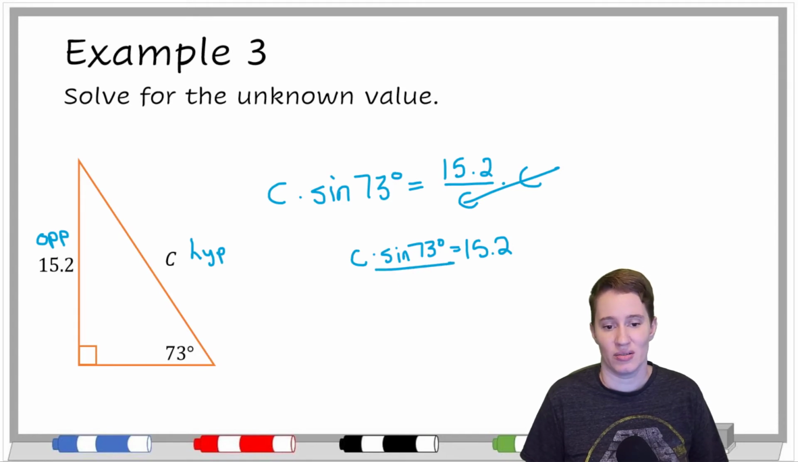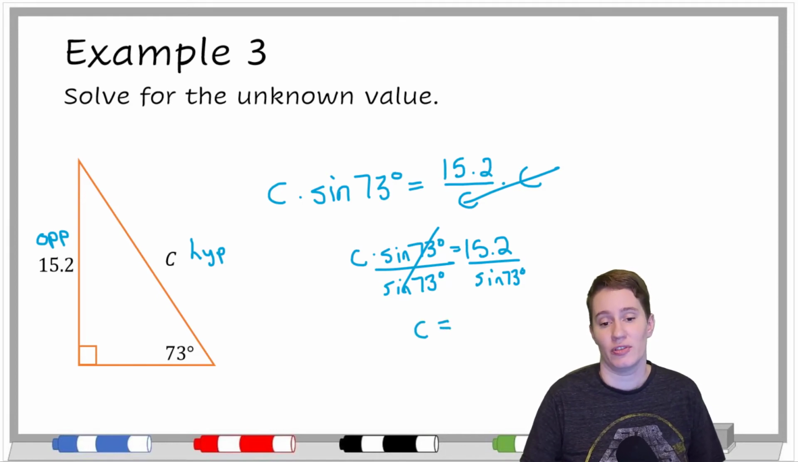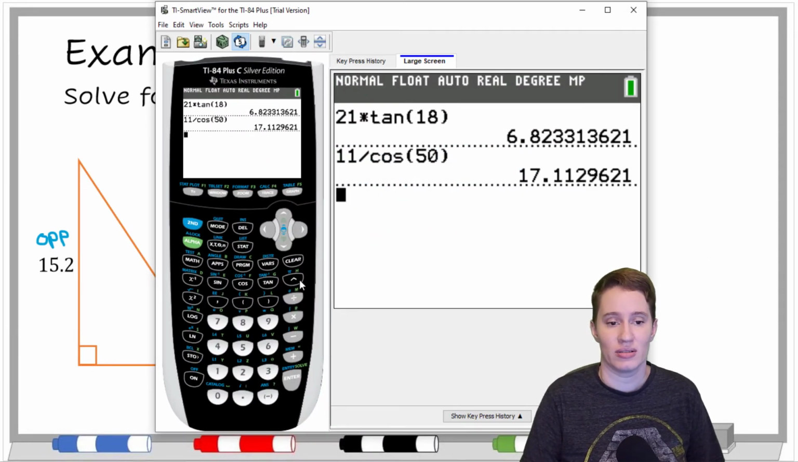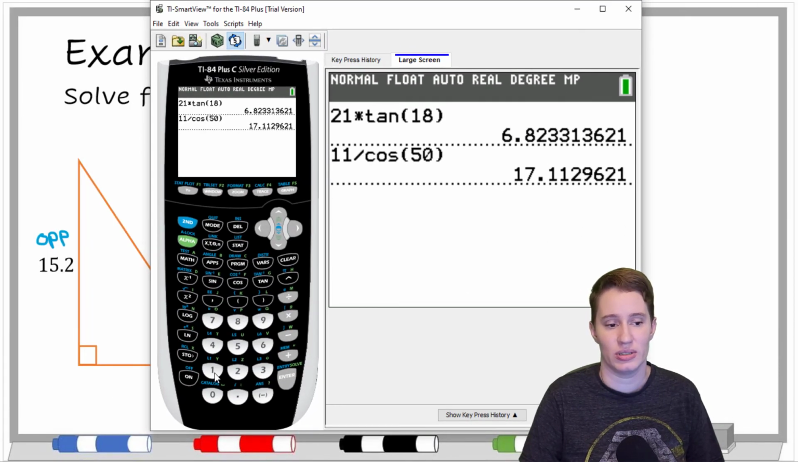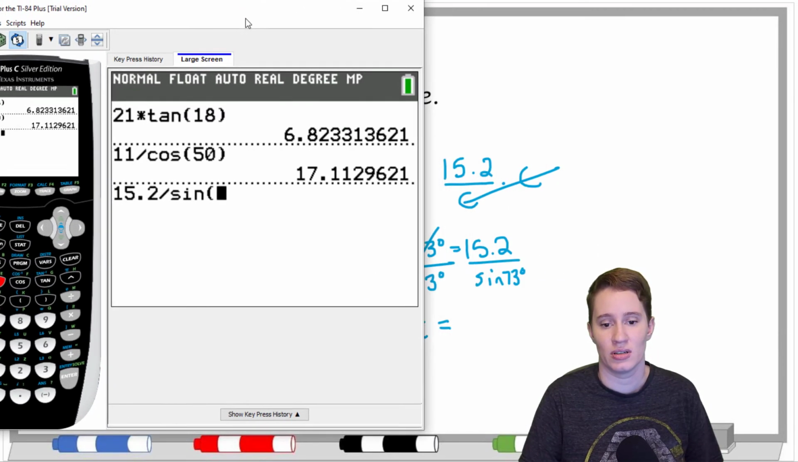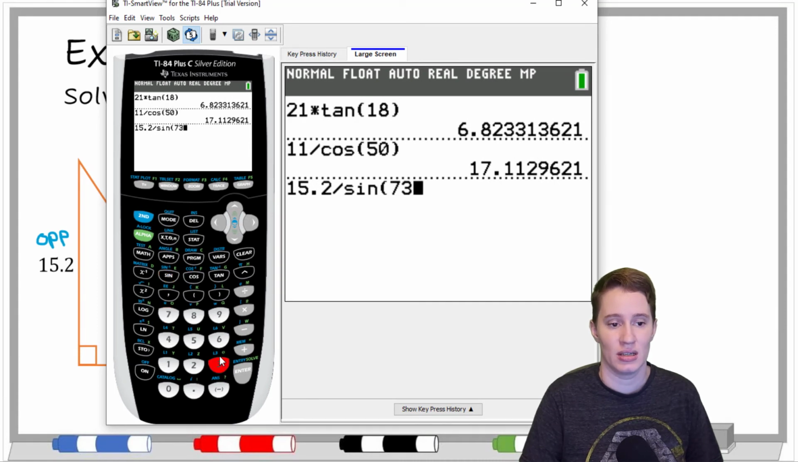But it does matter when we divide that we put the sine of whatever second. Because see how this order here is happening? It is not the same to do sine 73 divided by 15.2. If you don't believe me, try it. It does matter that we put that 15.2 first. So I like to be safe and just go ahead and write it out and do it. But you know what? To each their own. 15.2 divided by sine of 73 degrees.